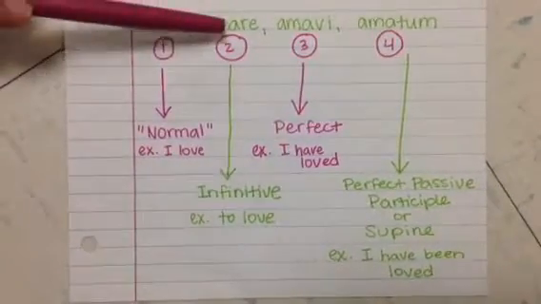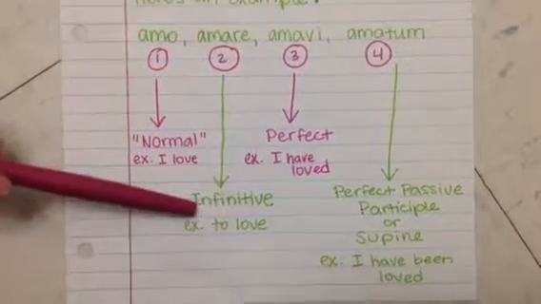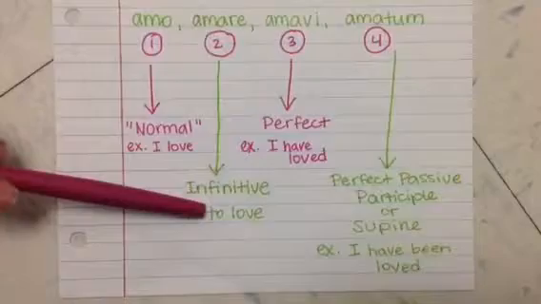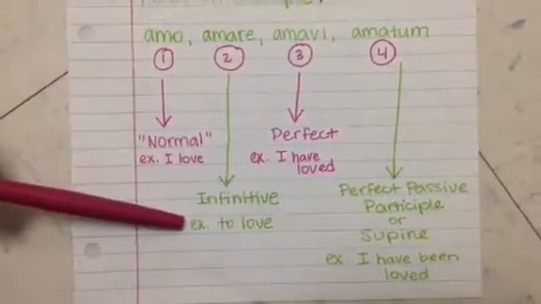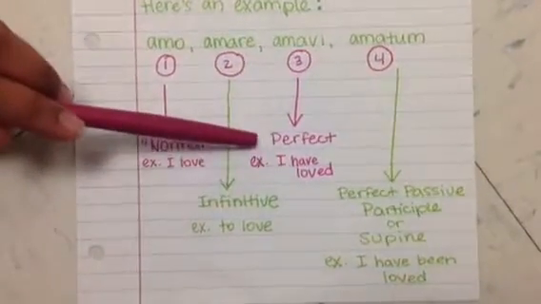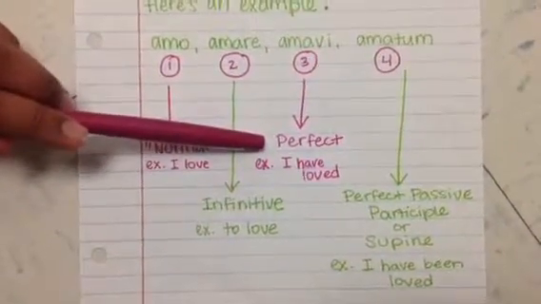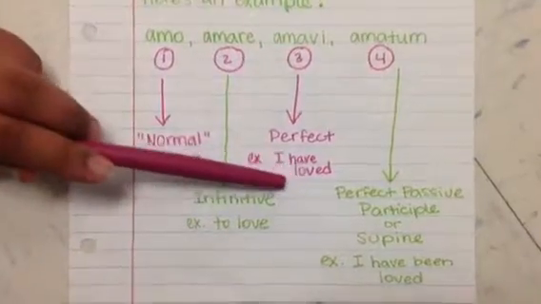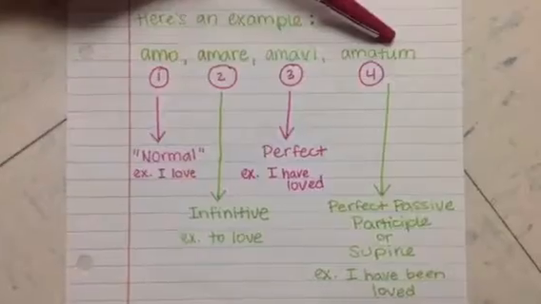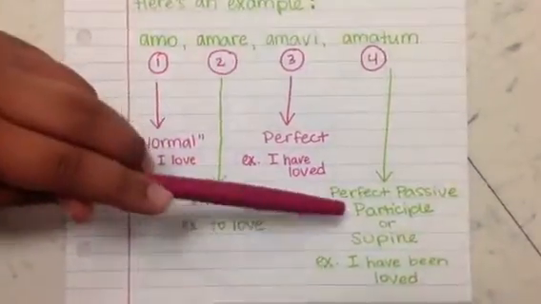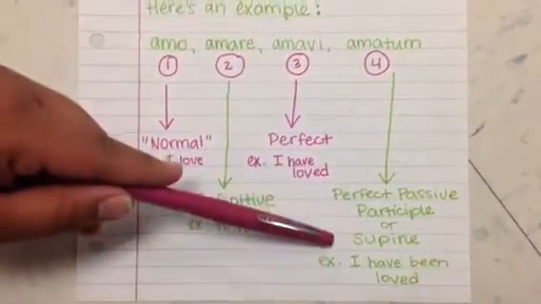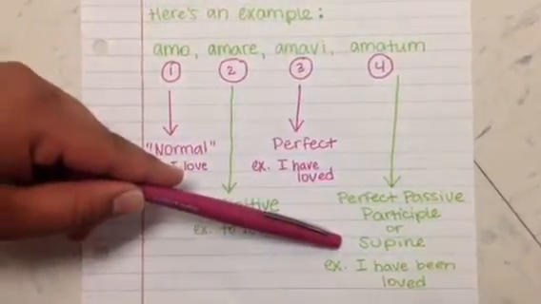In the second part, amare, it's called an infinitive, and it's going to translate to love. It's kind of like the base, pretty much. The third principal part, amavi, is the perfect principal part, and it just translates I have loved. The last principal part, which is the most confusing, amatum, is the perfect passive participle, or it's also called the supine, and it translates I have been loved.